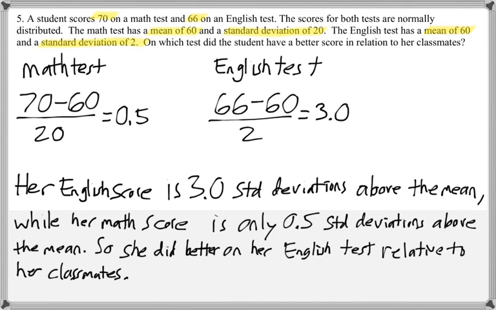So even though 70 is higher than 66, because her English test was 3 standard deviations above average, that's way better relative to her classmates.